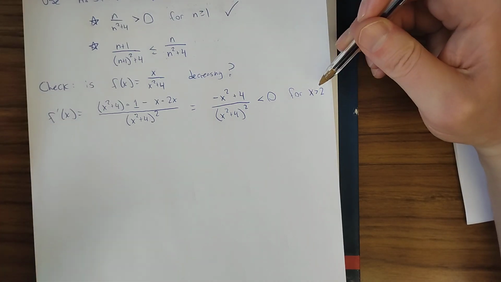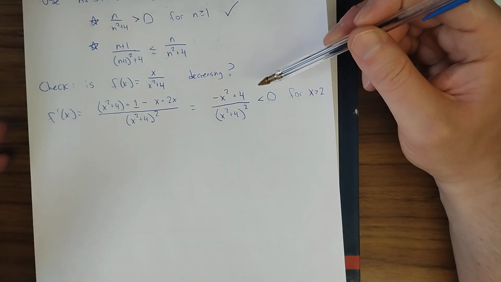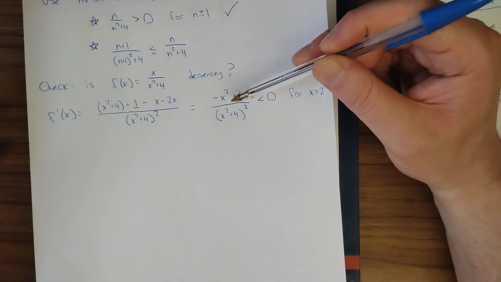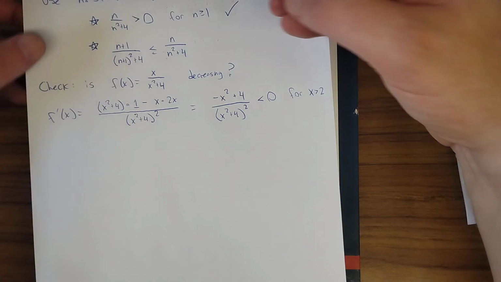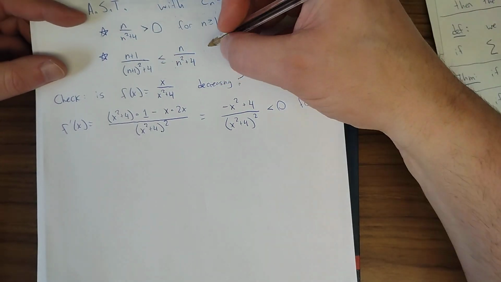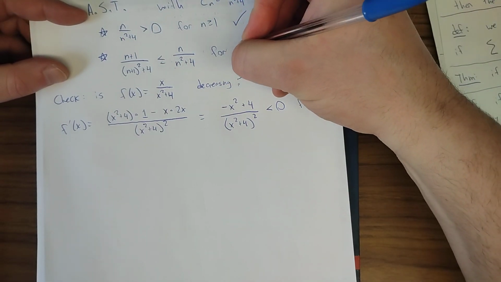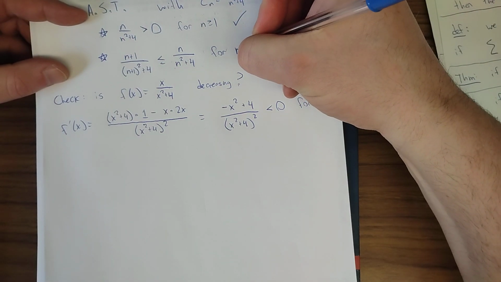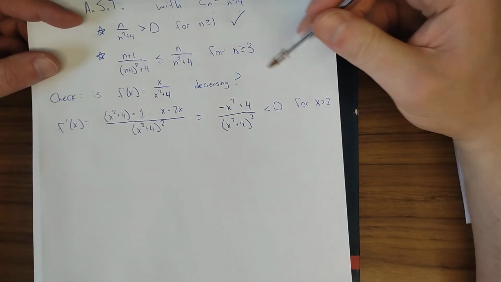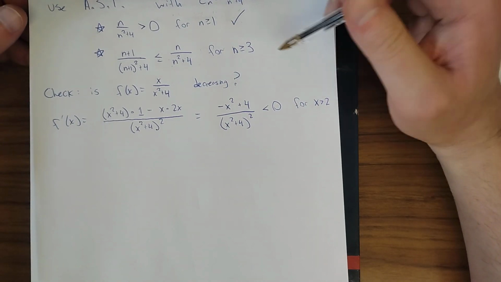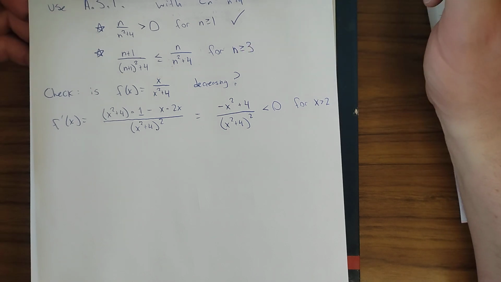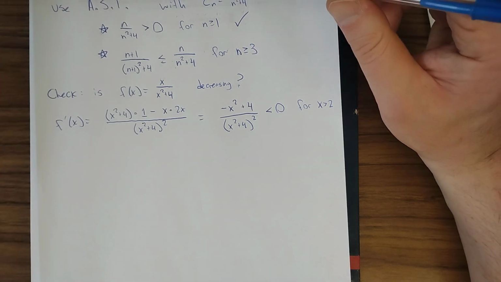So what does that mean? This function is decreasing when the input is greater than 2. So let's say, of course, n has to be an integer, and n is taking the place of x here. So if x needs to be greater than 2, let me write n greater than or equal to 3.